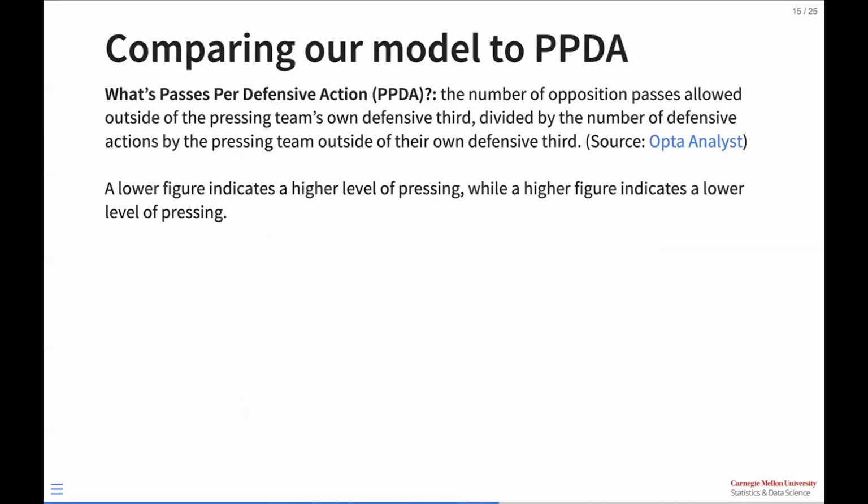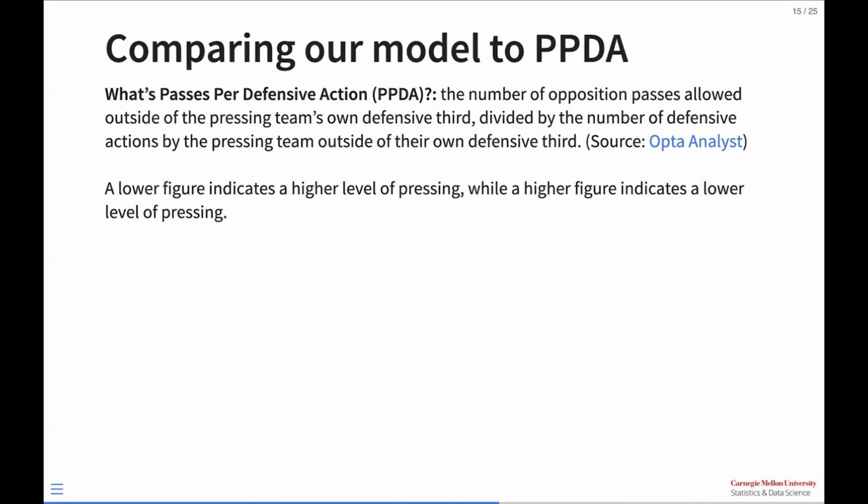So the next thing we did was compare our model to PPDA. And for those who don't know what it is, PPDA, otherwise called passes per defensive action, is the number of opposition passes allowed outside of the pressing team's own defensive third divided by the number of defensive actions by the pressing team outside their own defensive third.